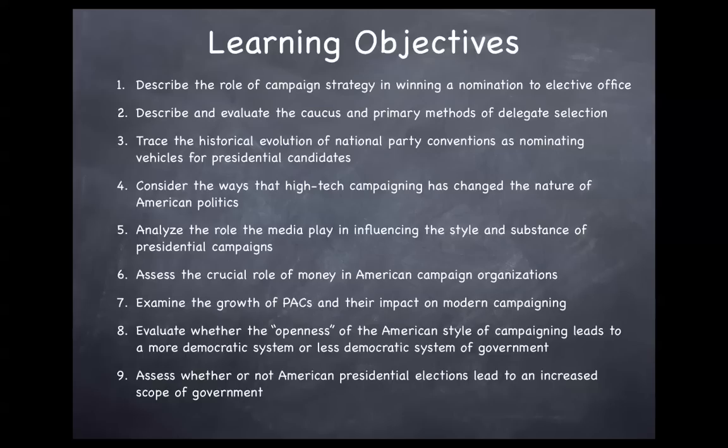These are the learning objectives from which I'm going to cover 1 through 9. By the end of this lesson, you should be able to comprehend, answer, and understand these learning objectives.